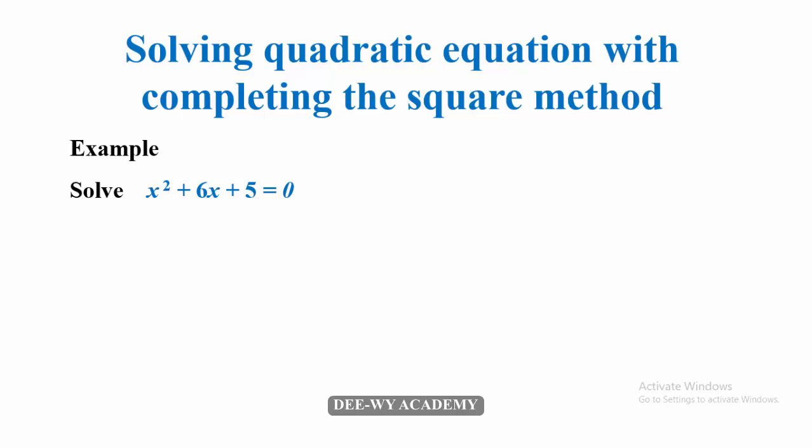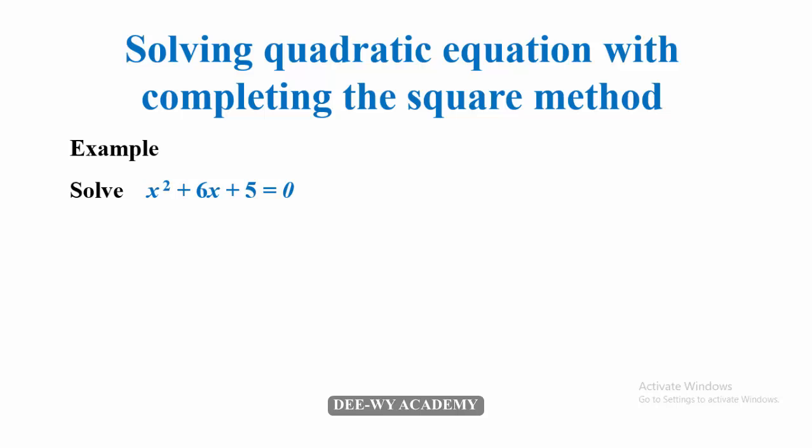The first thing we will do, we'll take a look at the value of x squared, making sure that the coefficient is 1. And in this question, the coefficient of x squared is 1. The next thing, we look at the constant, which is the value that is independent of x. And the value here that is independent of x is 5.